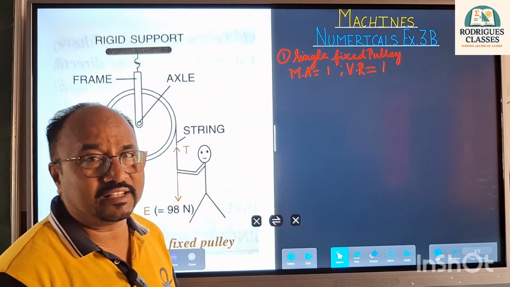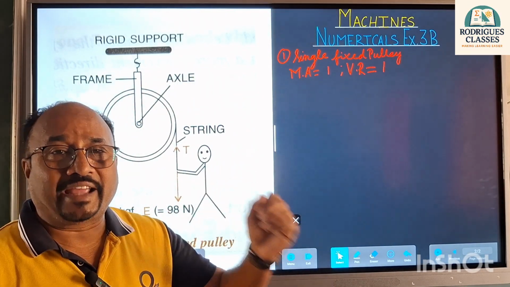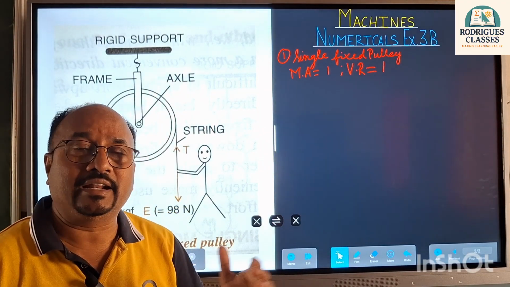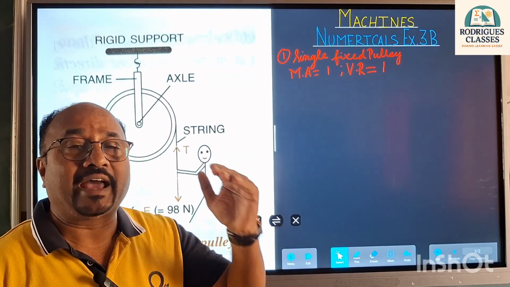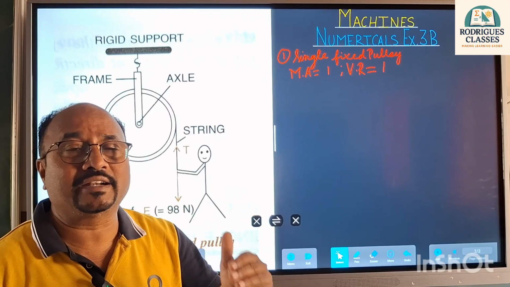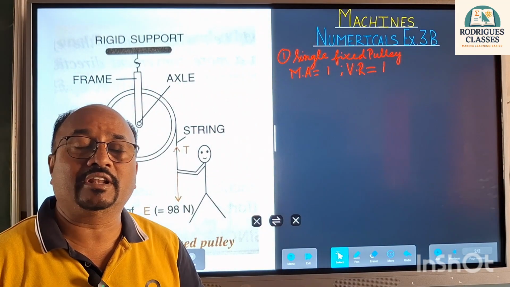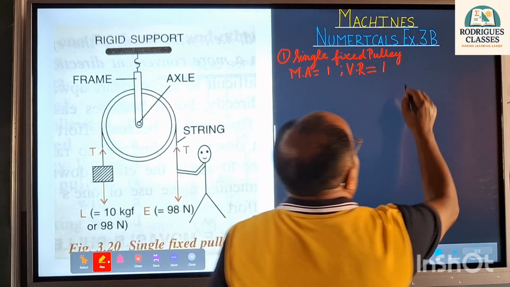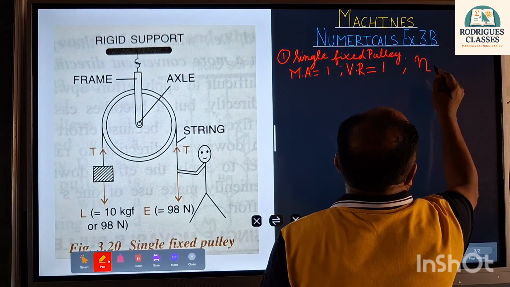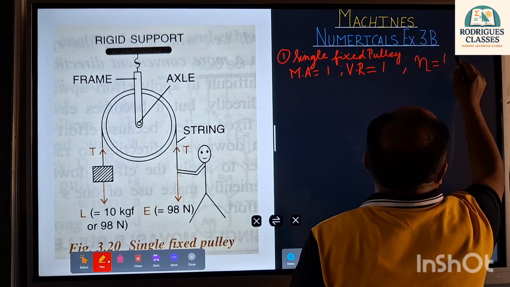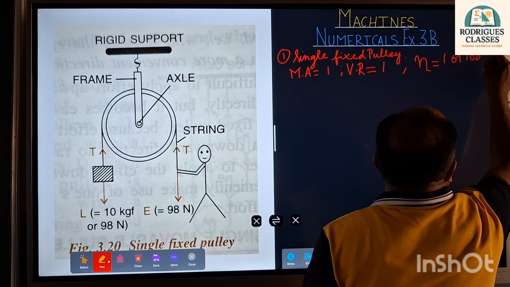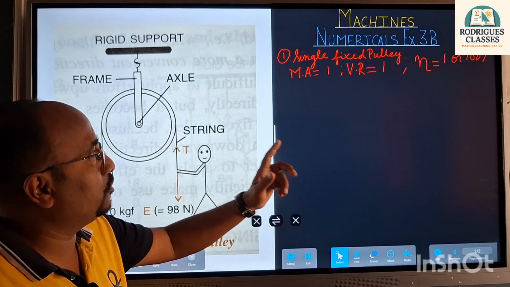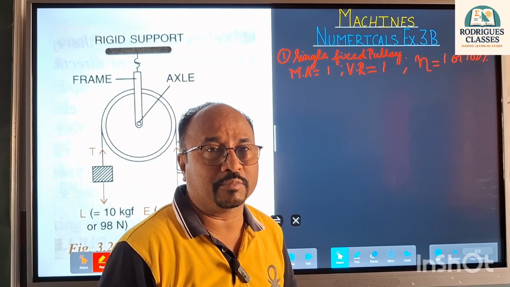Then you know efficiency is mechanical advantage by velocity ratio. Both are 1. This is an ideal condition we are taking. So mechanical advantage 1, velocity ratio 1 get cancelled. So the efficiency will come as 1, or in percentage it will come as 100%. So this will be 1, or I can write it as 100%. So efficiency in an ideal condition for a single fixed pulley comes as 1 or 100%.